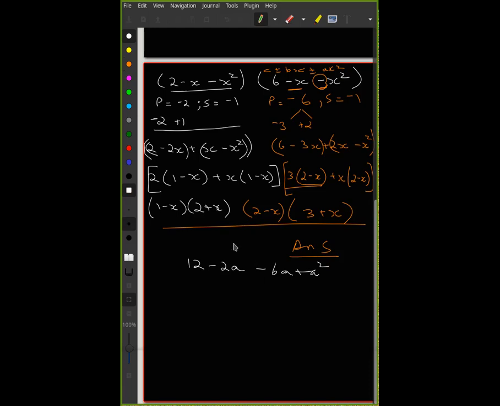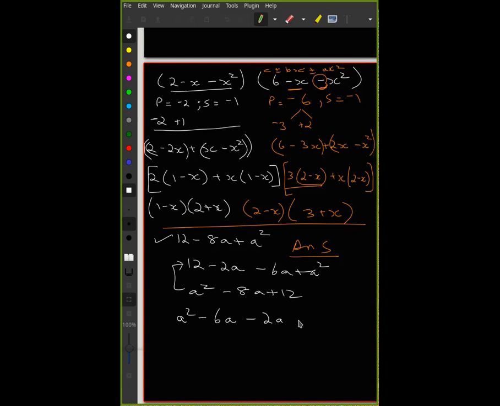You had 12 minus 8a plus a square. Yes. Did you have this? So what did you arrange it to? A squared minus 8a plus 12. Yeah, that's okay. That's fine. Then after that, what did you split the middle term as? A squared minus 6a minus 2a plus 12.